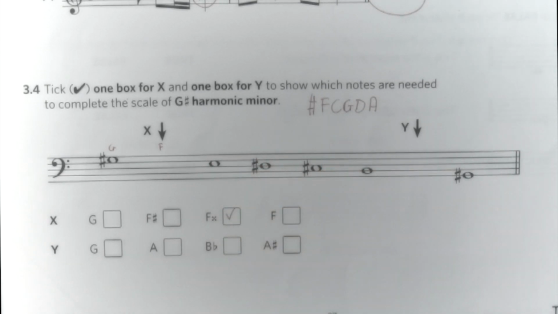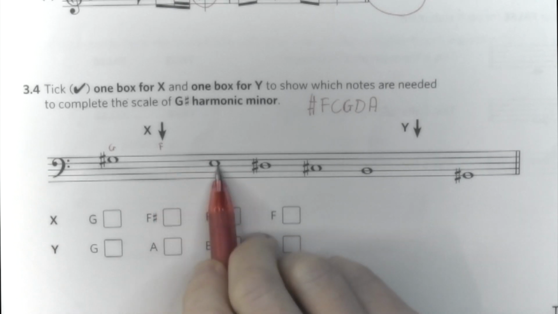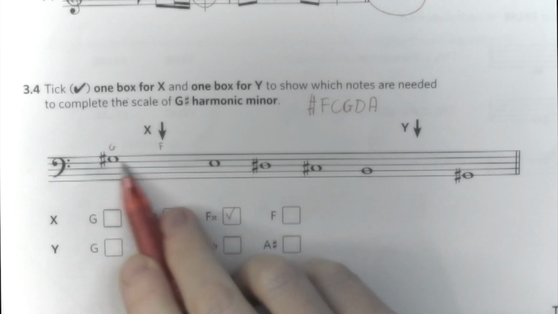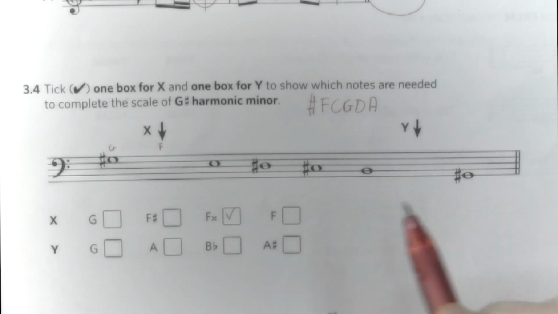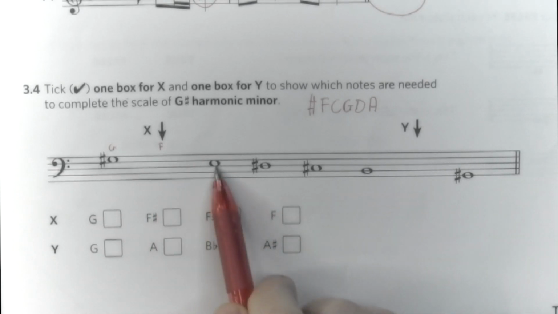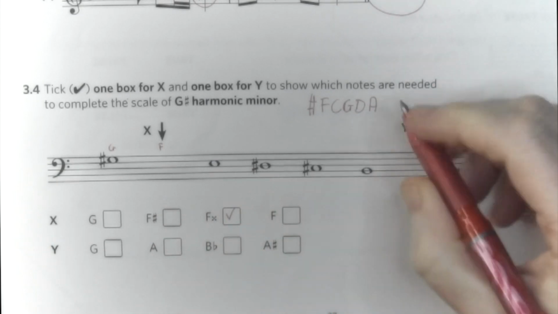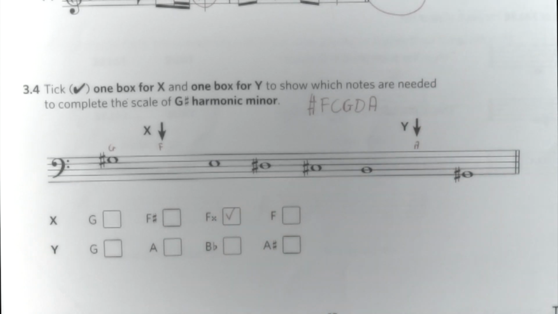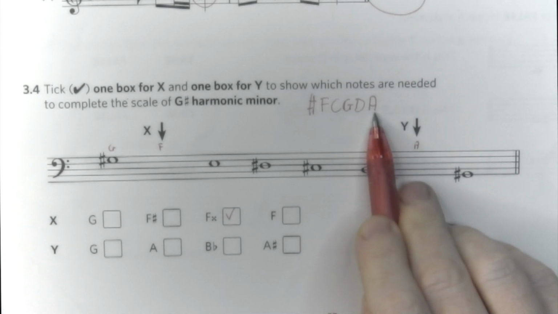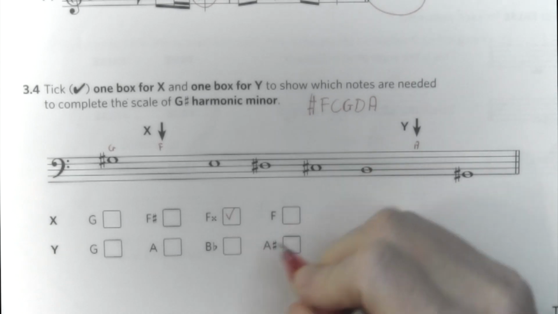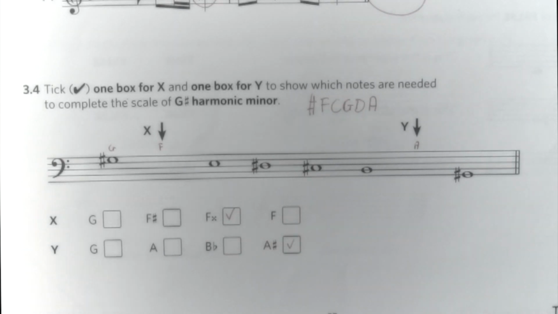To create this kind of augmented second between 6th and 7th and the semitone between these two, let's go on. Fa, mi, re, do, si, la. We need an A. Is A sharp? Yes. Isn't the key signature sharp? That's it.